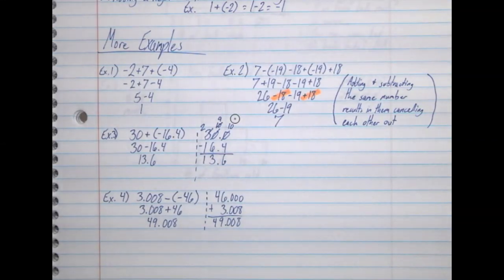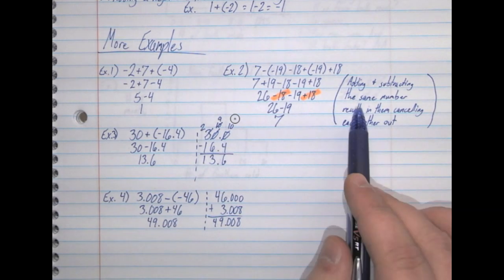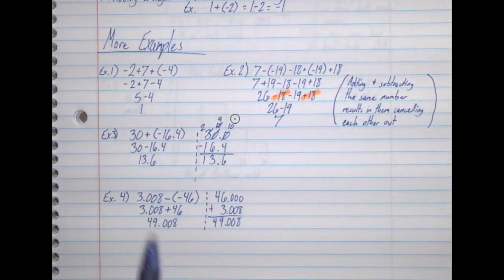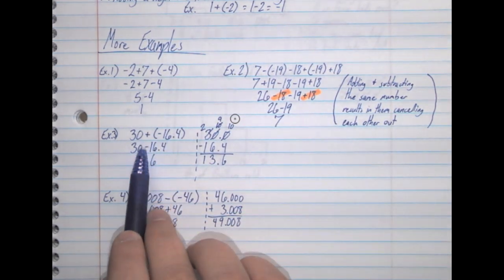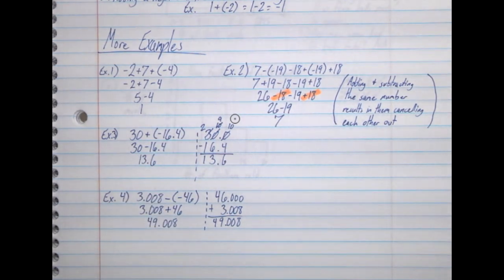Let's pick up where the last video cut off, and we're going to go on to example 3. We're going to come back to this point here in a minute, but for now, we're going to stay at example 3. So we have 30 plus negative 16 and 4/10. Change our sign. Adding a negative is the same as subtracting, so we have 30 minus 16 and 4/10.